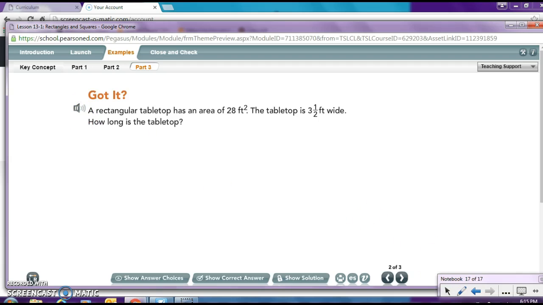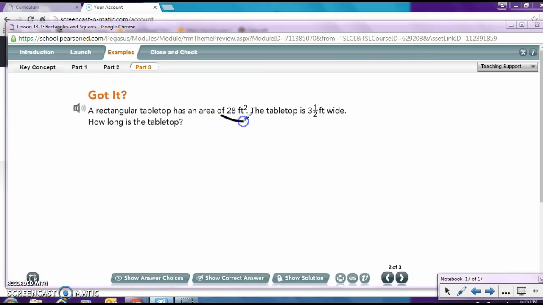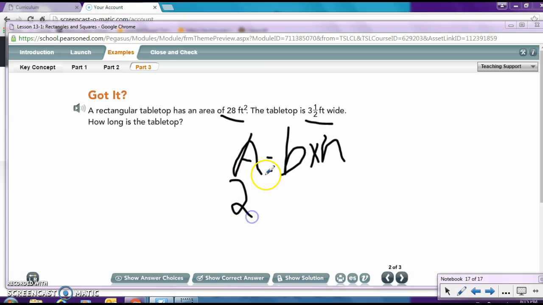A rectangular tabletop has an area of 28 square feet. The tabletop is 3½ feet wide. How long is the tabletop? So let's go ahead. I know I have an area, and my formula for area is base times height. Well, what do I know in this information? I know the area is 28 feet squared, so I'm going to write 28, and my equal sign. My width is 3½ and I'm trying to solve for the other variable.